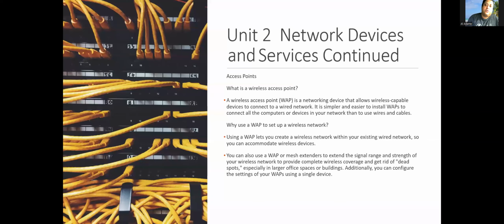Moving on. What is a wireless access point? You may have seen these in buildings, just white squares hanging up there with blinking lights. A wireless access point is a network device that allows wireless-capable devices to connect to a wired network. It's pretty straightforward. It is simpler and easier to install wireless access points, WAPs, to connect all computers or devices in your network than to use wires and cables.